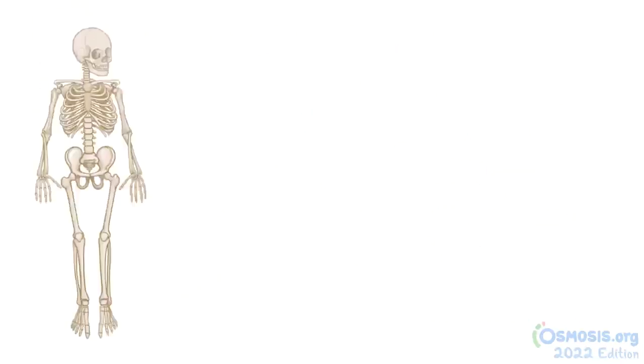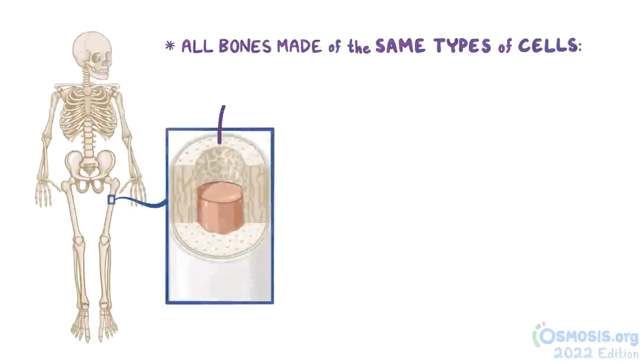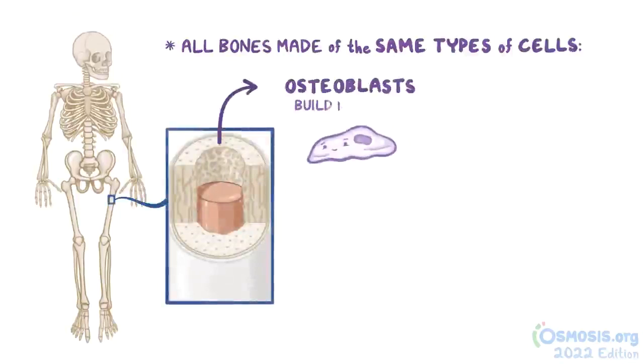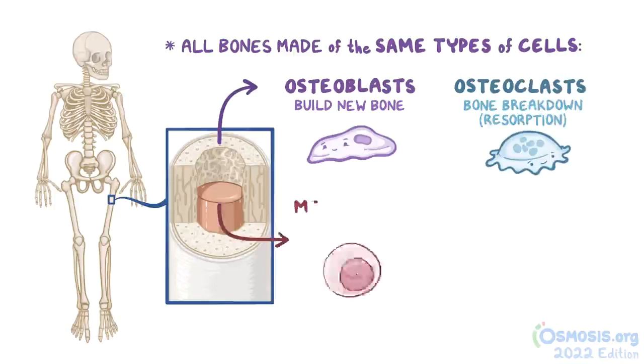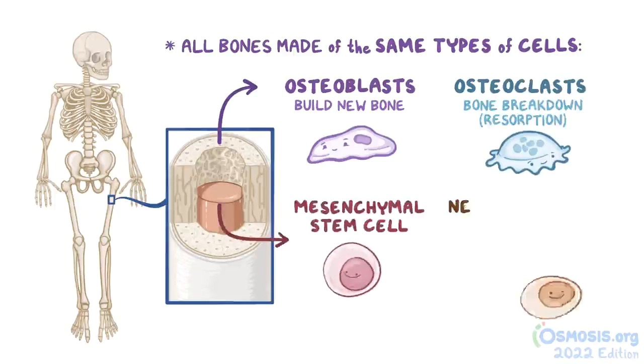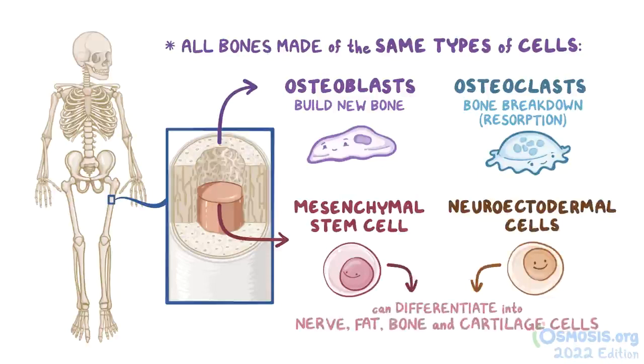Now, even though bones vary in size and shape, they're all made of the same types of cells. And chief among them are osteoblasts, which build up new bone, and osteoclasts, which help with bone breakdown or resorption. Now, in addition to these, there are some more primitive cells in the bone marrow, called human mesenchymal stem cells, and neuroectodermal cells, which have the ability to differentiate into many cell types, including nerve, fat, bone, and cartilage cells.